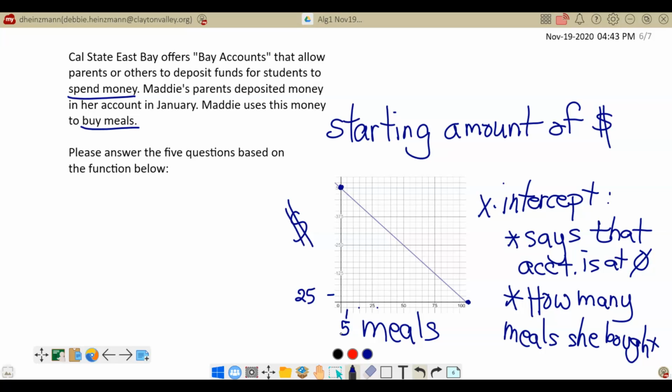So you can pick a couple of points. You have a couple of things that you can do. You can pick a couple of points. So we've got (0, 500), right? And you've also got (5, 475).